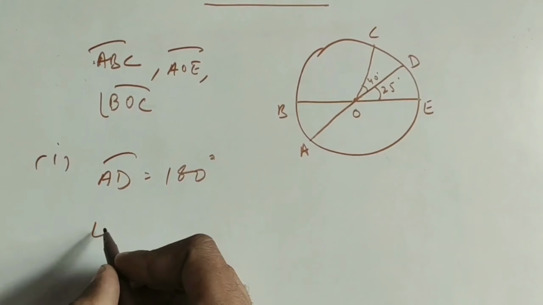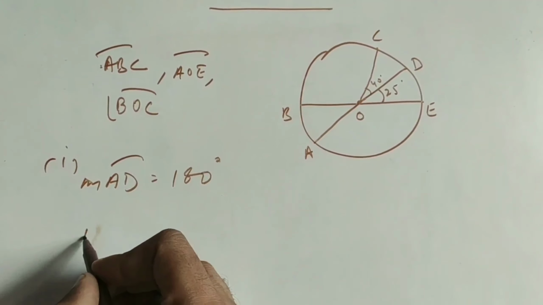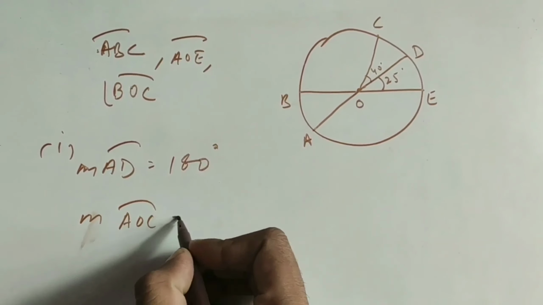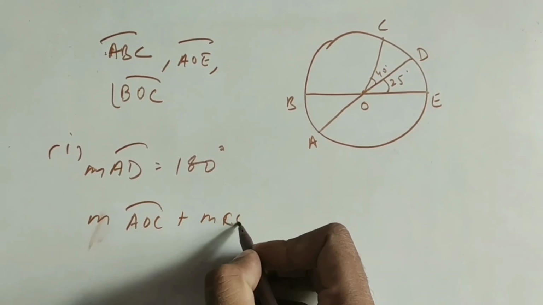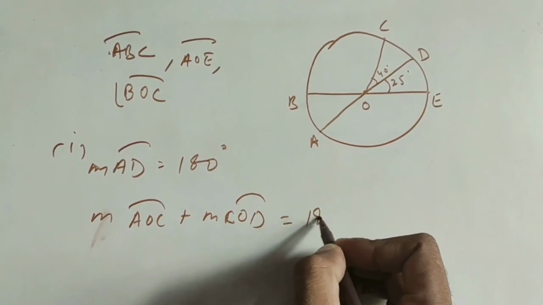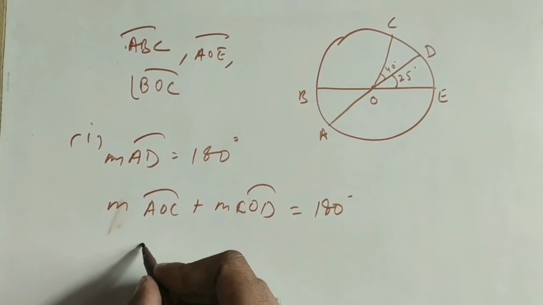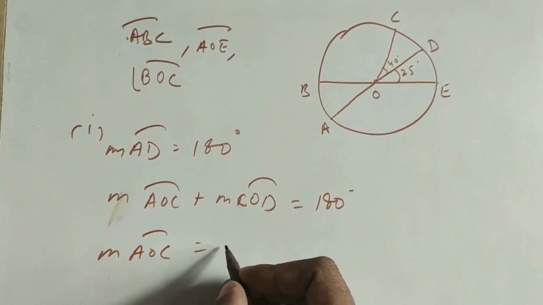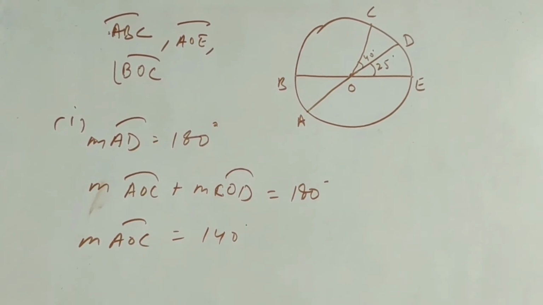We can say the measure of arc AD consists of the measure of arc AOC plus the measure of arc COD, and this should be 180 degrees, and we know that COD is 40 degrees. So clearly we can see that the measure of arc AOC will be 140 degrees.